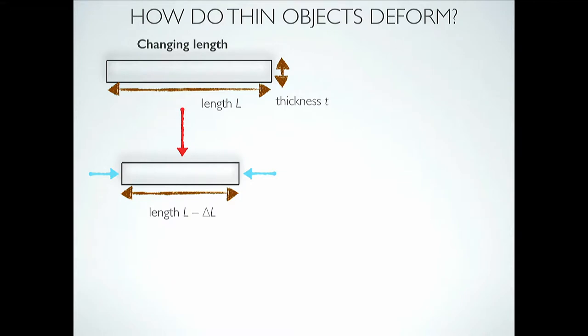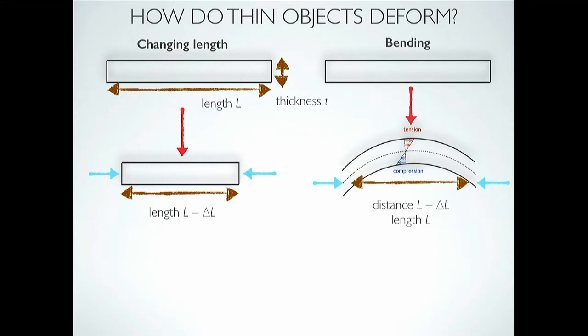So I can accommodate this by just changing my length a little bit. I squash the two ends together by some distance delta L. But you also know that if I do this, in reality, what it's going to do is not change its length, but instead buckle out of the plane. Okay, so that's what we see, what we call bending.